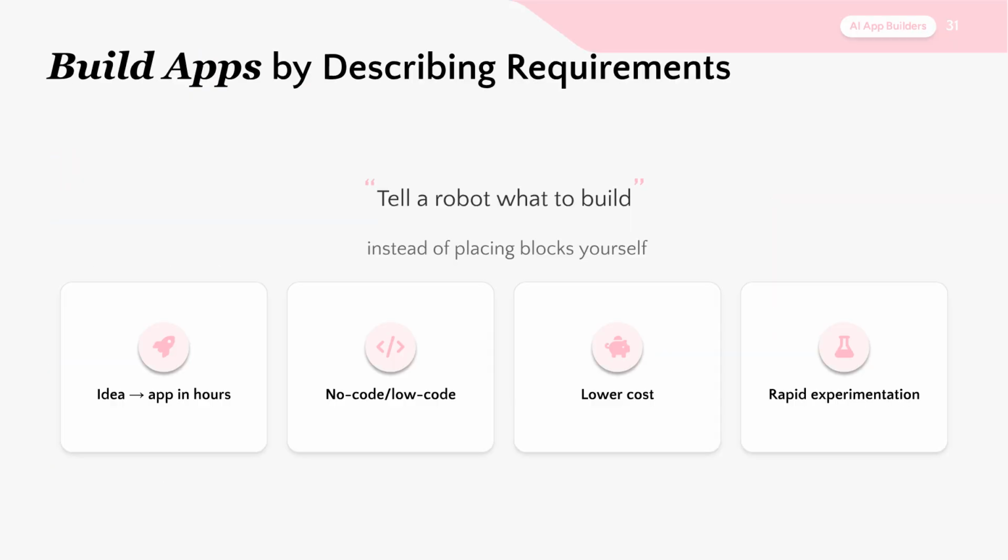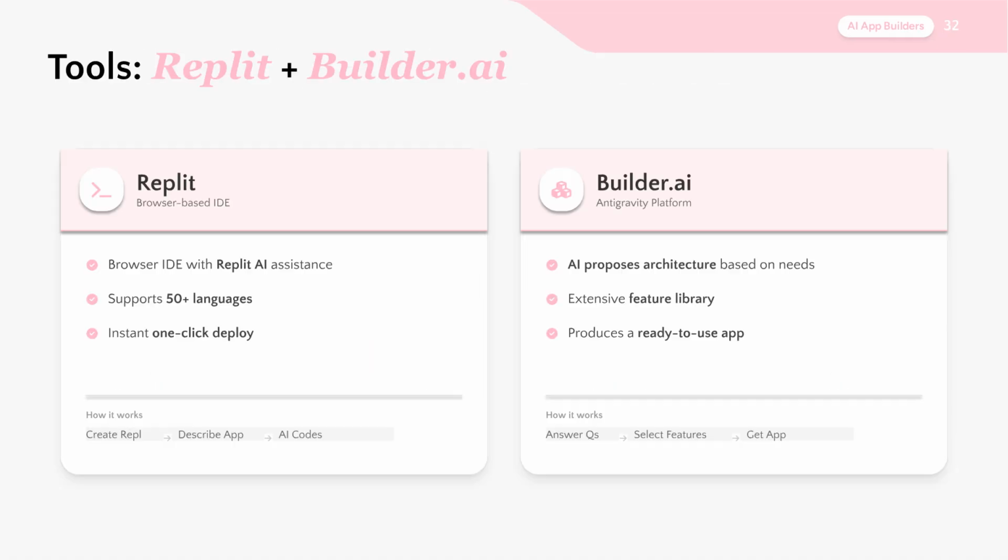AI app builders let you build apps by describing your requirements, moving from idea to app in hours. This uses no-code or low-code methods, enabling rapid experimentation and lower cost. Replit is a browser-based IDE with AI assistance for coding and instant deployment. Builder.ai, using the Antigravity platform, proposes architecture and produces a ready-to-use app based on your described needs.